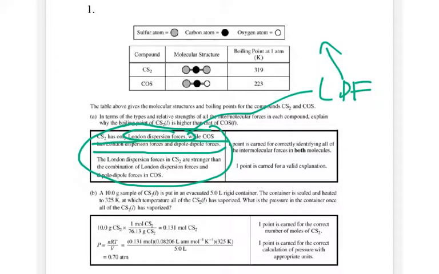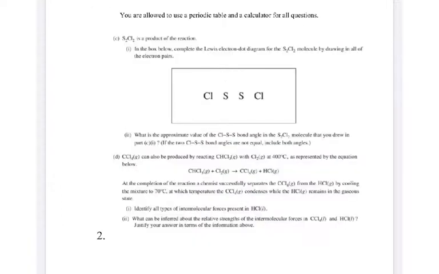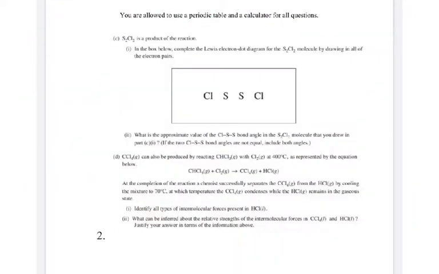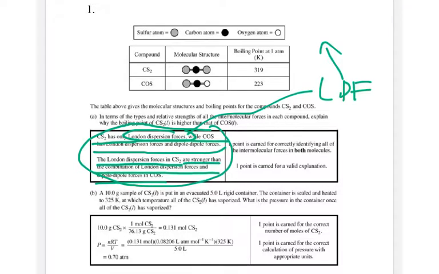So, we read that. So, the London dispersion forces in CS2 are stronger than the combination of London dispersion forces and the dipole-dipole forces in COS. So that's basically what I said about how the LDF was greater than both the dipole-dipole and the LDF of the COS molecule. Now let's look at B. So for B, we did everything right. We got an answer of 0.70 atmospheres.